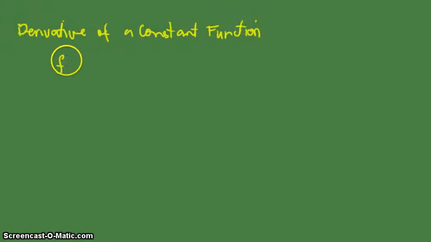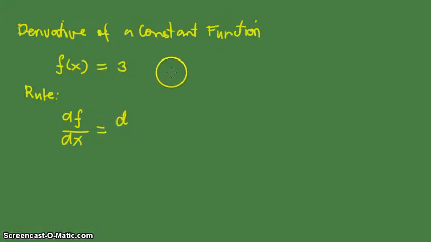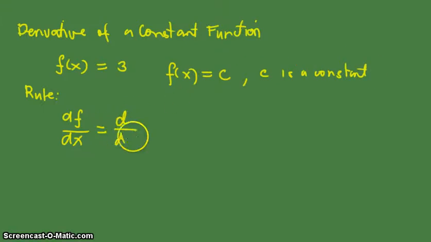So for example, if I want to get the derivative of f of x equals 3, how do we get the derivative of f of x? The rule for this is the derivative of a function when the function is a constant. So you're deriving, say, f of x is equal to c, where c is a constant. The derivative of the function, so of the c, is equal to 0. So whenever the function is equal to a number, the derivative is basically 0.